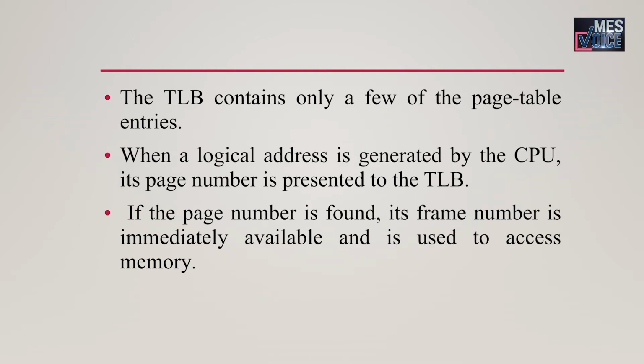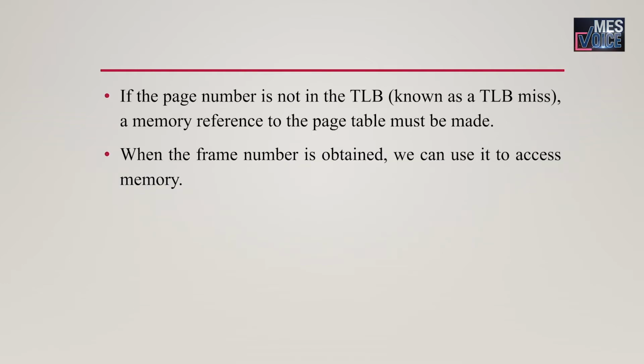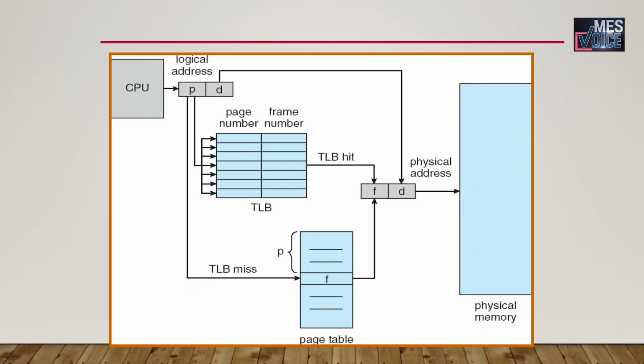When a logical address is generated by the CPU, its page number is presented to the TLB. If the page number is found, its frame number is immediately available and is used to access memory. If the page number is not in the TLB, we call it a TLB miss. A memory reference to the page table must be made. When the frame number is obtained, we can use it to access the memory. So, this is the general structure of paging hardware with the TLB.